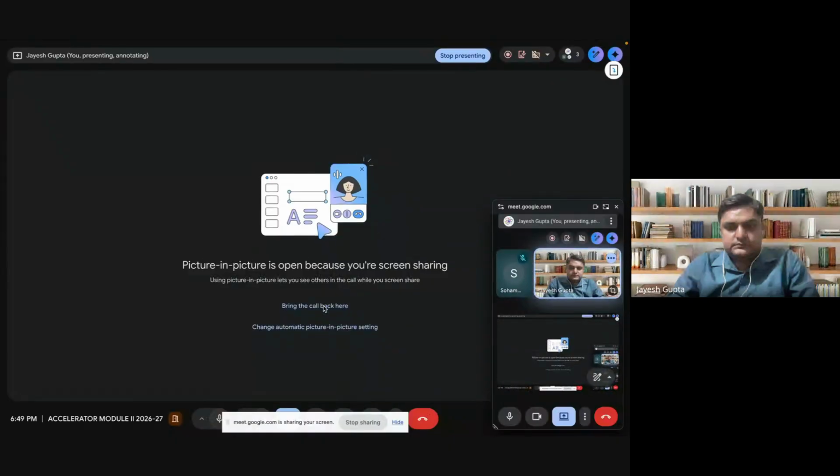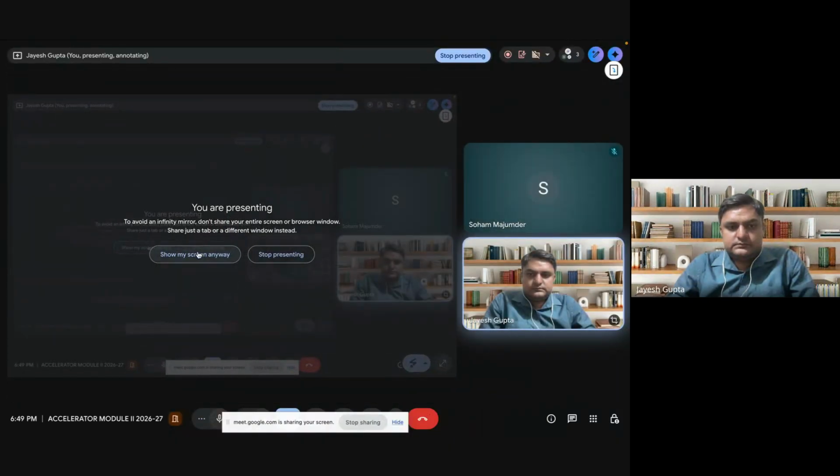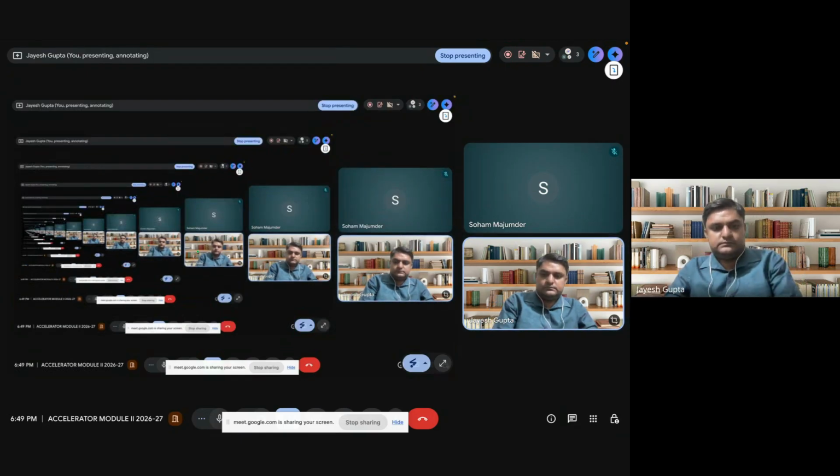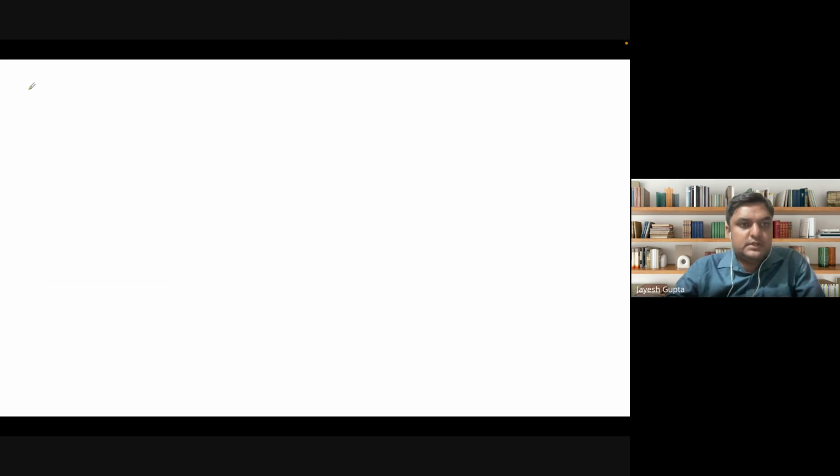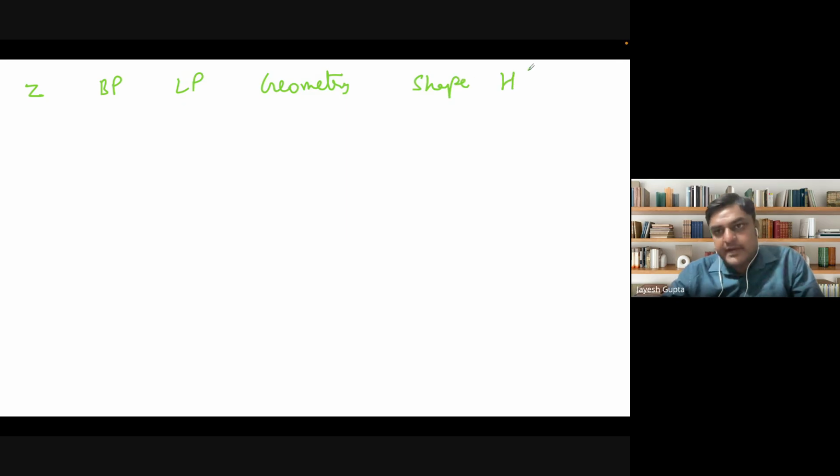Okay, fine. So let me share my screen. Okay, screen visible. Now we will be discussing four. Again, we have to make a table: Z value, bond pair, lone pair, then geometry, then shape, then hybridization.